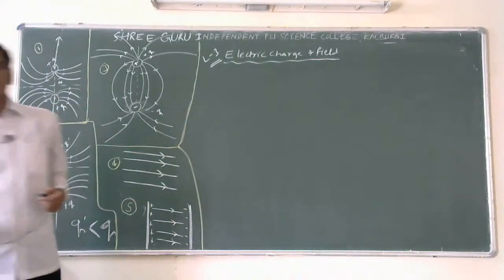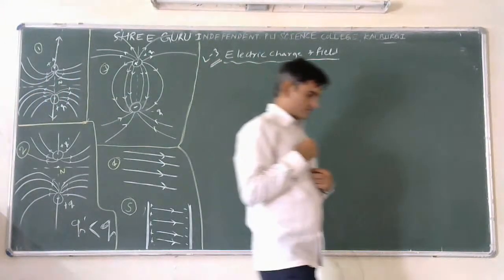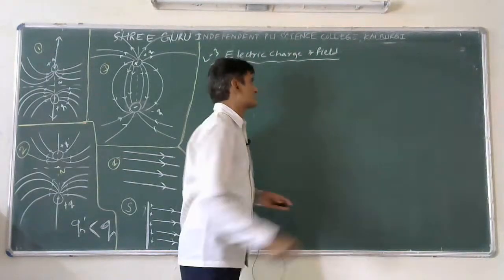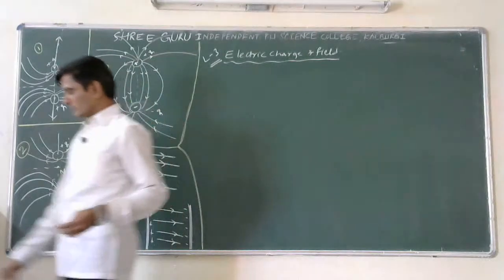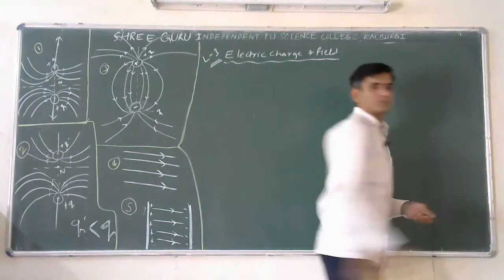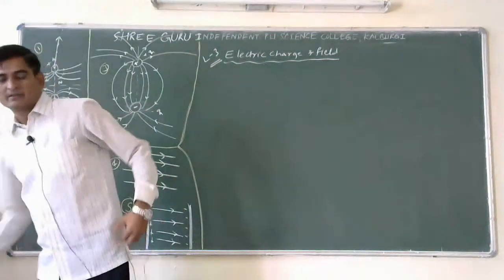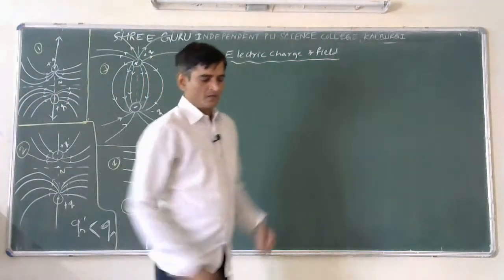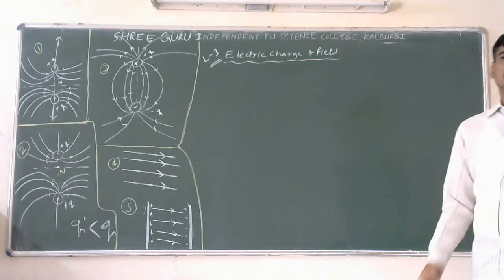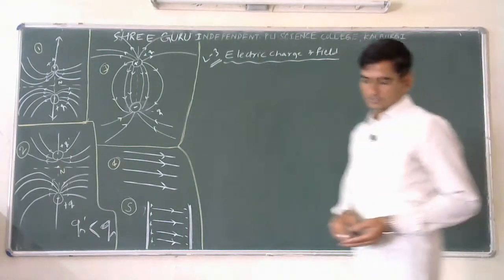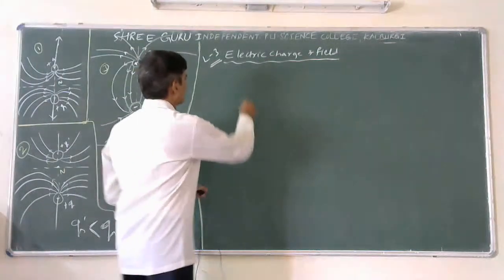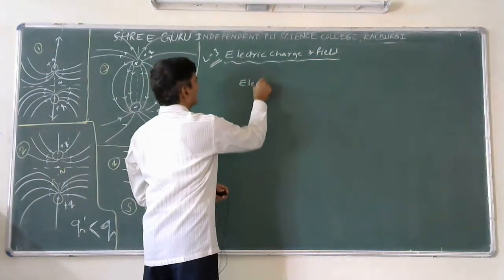In the previous class, we studied electric field intensity, and before that we studied Coulomb's law, permittivity, and relative permittivity, which is called the dielectric constant. We also studied electric charge and the properties of electric charge. These are the concepts we have studied in the previous classes, and then we studied electric field and electric field intensity.